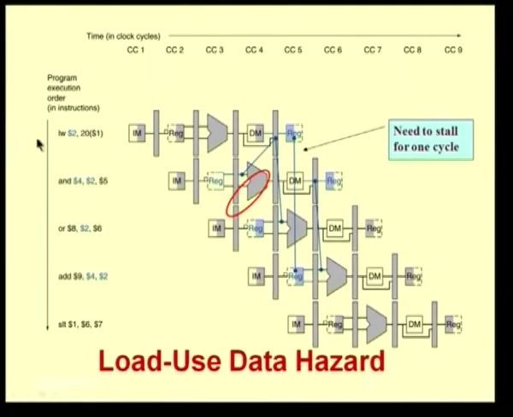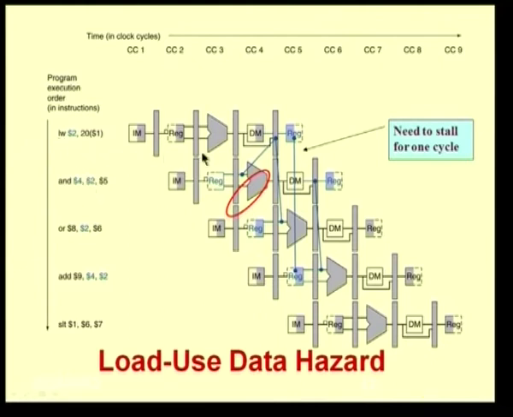Now there is another forwarding condition that we need to look at, which is when we are using the value of a load instruction. Let us take this sequence now. I have a load instruction, load from some memory location to register 2, and then I am using that value in the next instruction. So I have an AND instruction here. This AND instruction is using the value which is to be provided by this load.